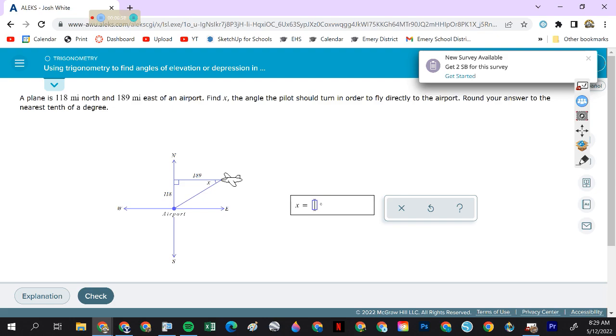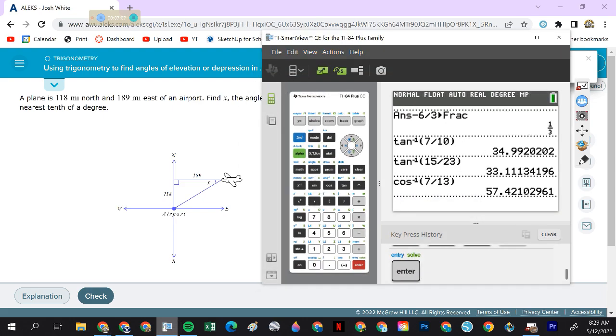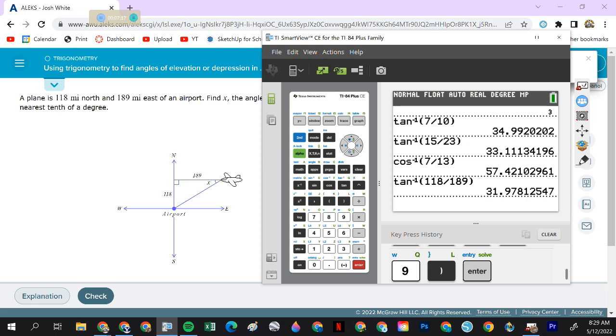So we want to know how big x is. Which trig ratio should we choose? Tangent. So the tangent inverse of 118 divided by 189, that's 32 degrees. Okay.